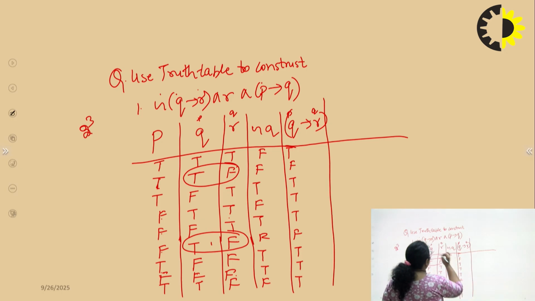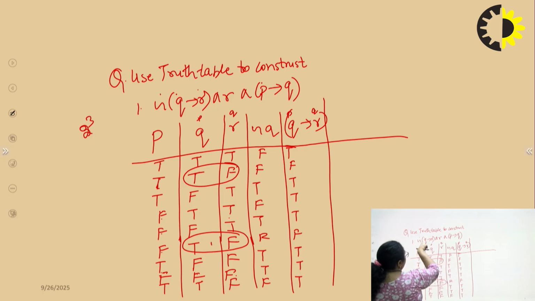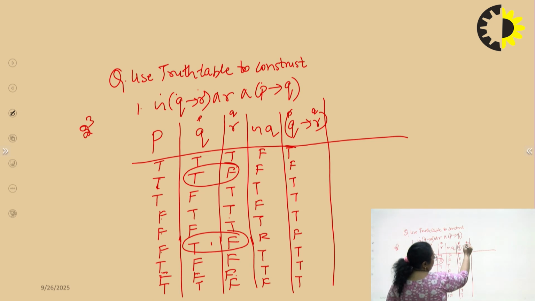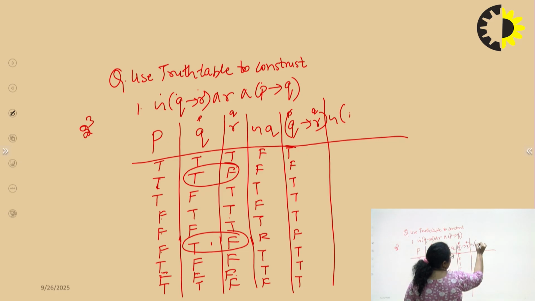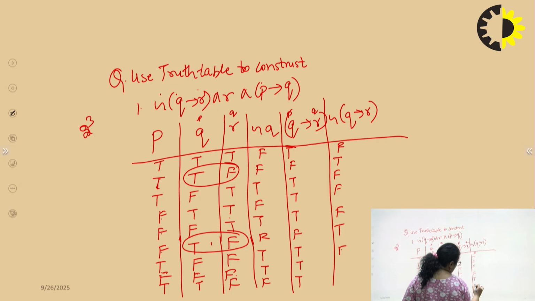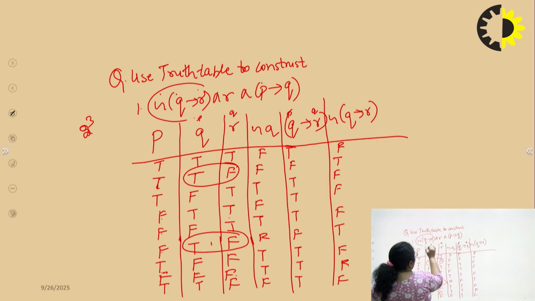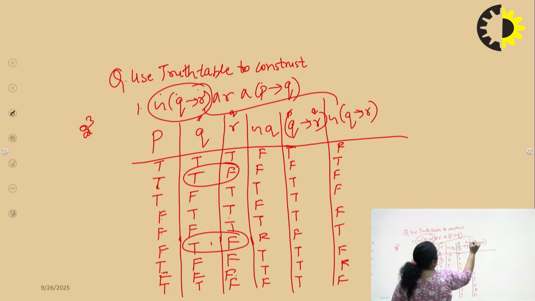Now we have to calculate the negation of Q implies R. So we have to calculate the negation of this. Again, negation means reverse. So we have true, false, false, true, true, false, false, and so on. So we have calculated this much of the part here.